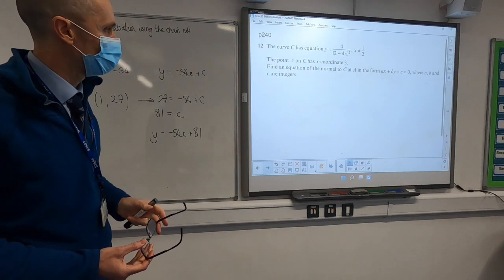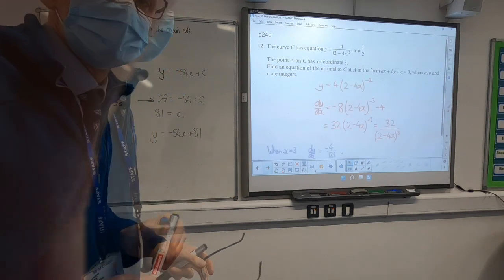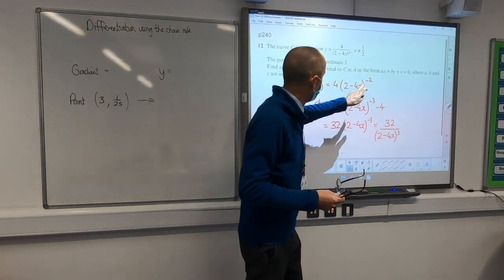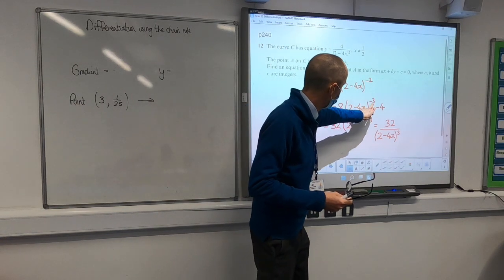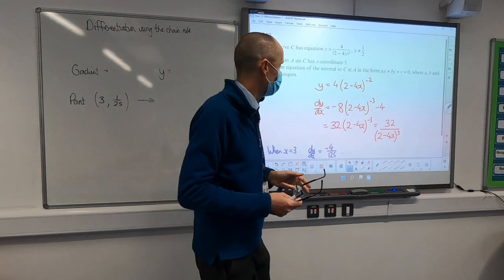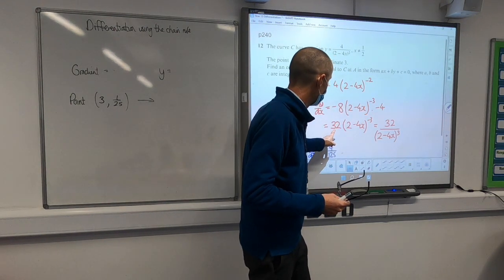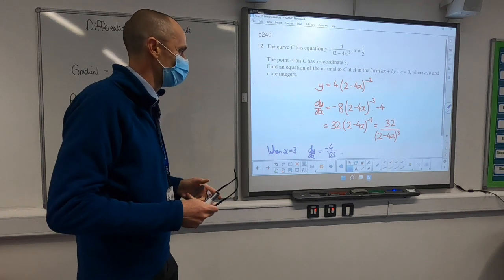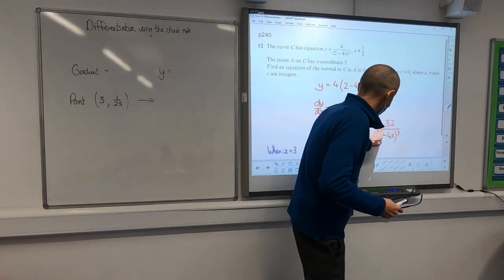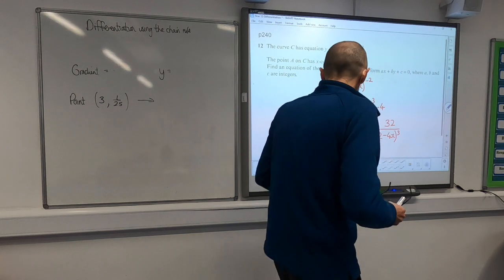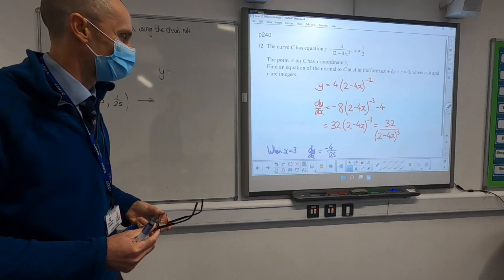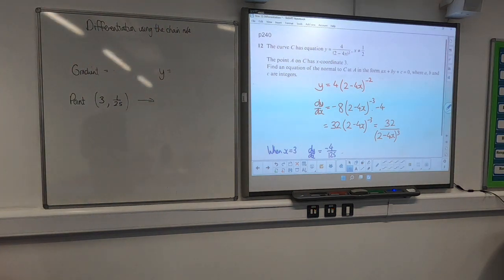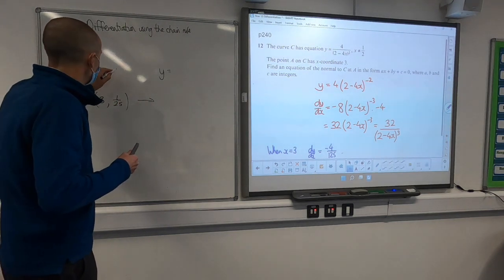Here is the next one, page 240, question 12. Let me go at that one. So I rewrote it in index form, multiplied by the power, reduced the power by 1, and then multiplied by what I get when I differentiate the bracket, which altogether gives me 32 times that to the power of -3. And of course, if you've got a calculator, you can straight away substitute it into that. I didn't have a calculator, so I rewrote it like this. That's 12. So anyway, I got this rather unpleasant number. But don't forget, in this question, we're being asked to find the equation of the normal. So I'm going to flip it and change the sign.